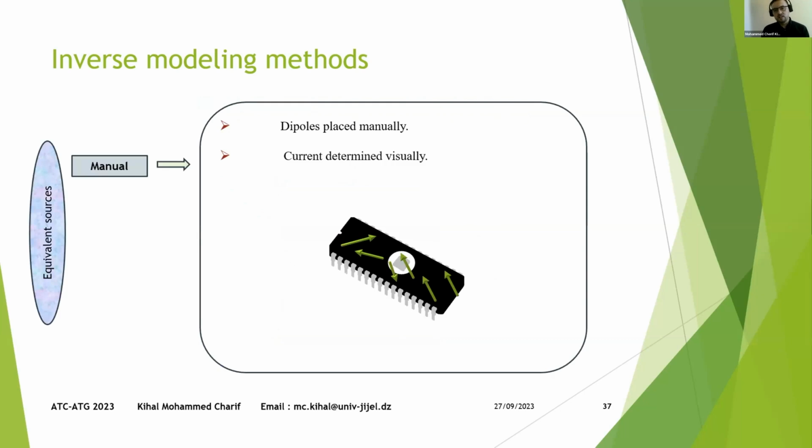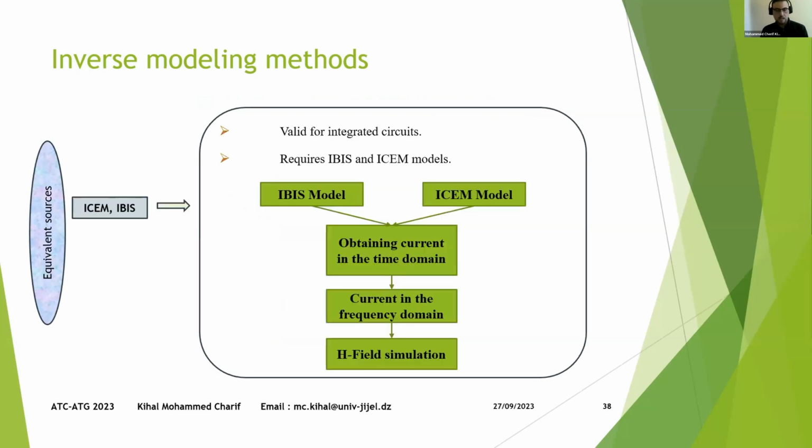Several variants exist in this family. The manual method is based on the manual placement of the dipoles and the visual determination of the current. The ECM-EBIS method is only valid for integrated circuits. It requires ECM and EBIS models.